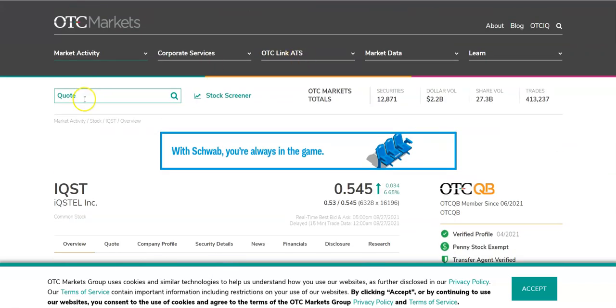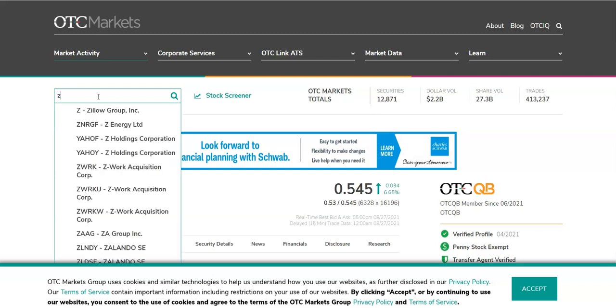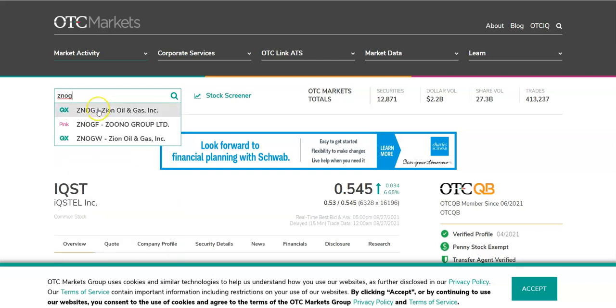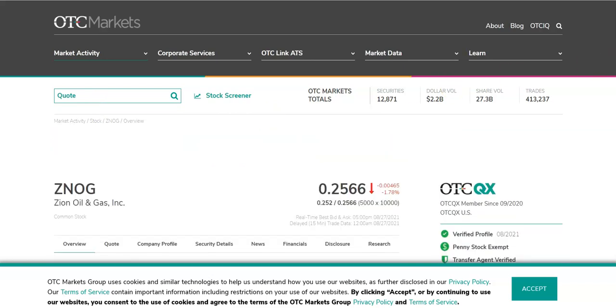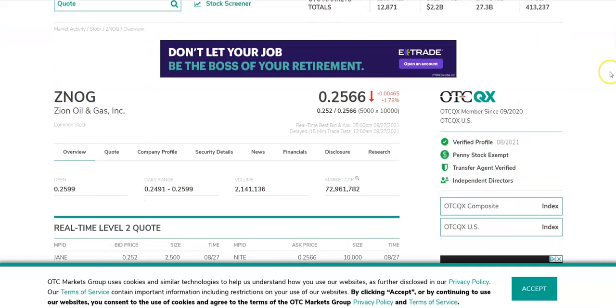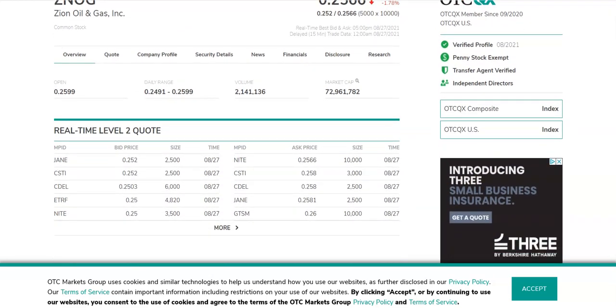Not worried about this one at all, guys, because they are actually working on getting uplisted to the NASDAQ, and they are taking the proper steps to do so. They are on target this year to hit or exceed their $60.5 million revenue numbers for 2021. So I'm not worried about this one at all. Last one up is Zion Oil and Gas, ticker symbol ZNOG, and it's on the OTCQX market. Also, as of August, it's verified profile, penny stock exempt, transfer agent verified, independent directors.